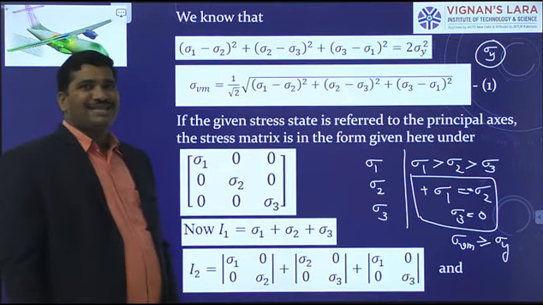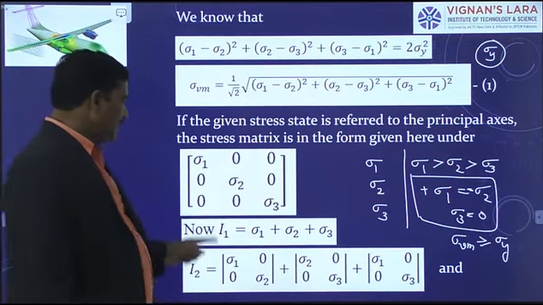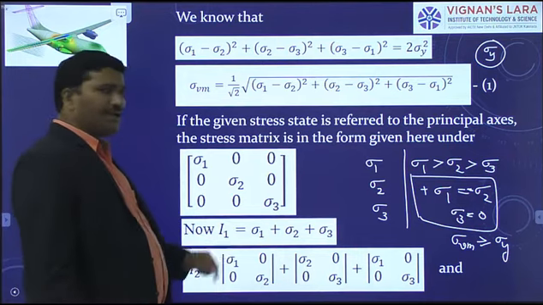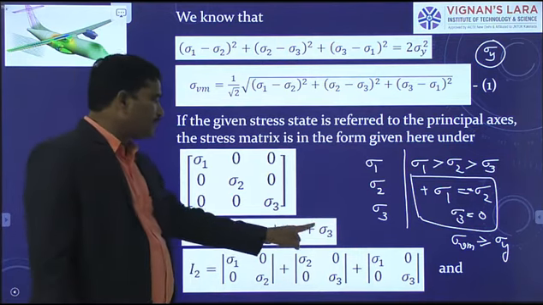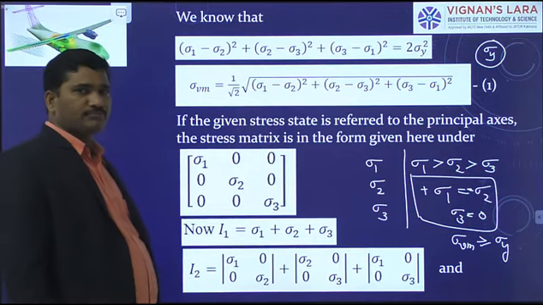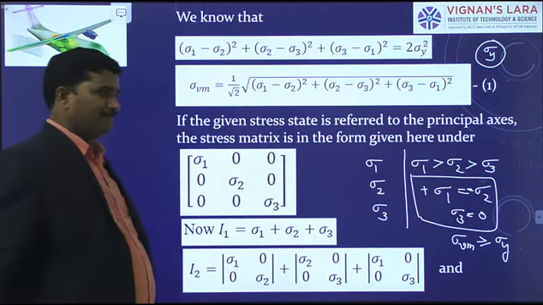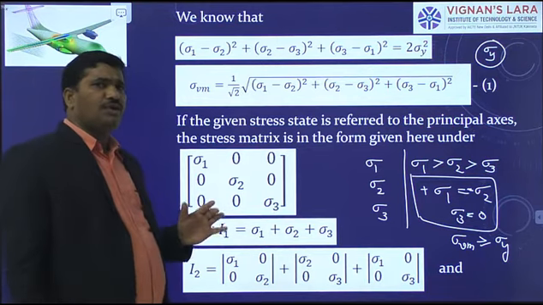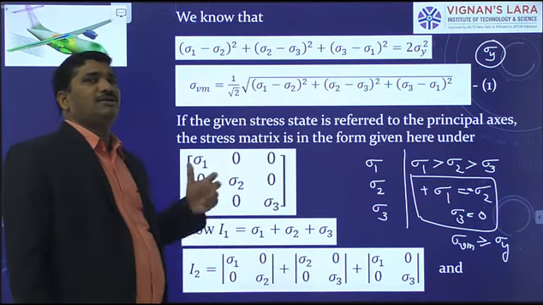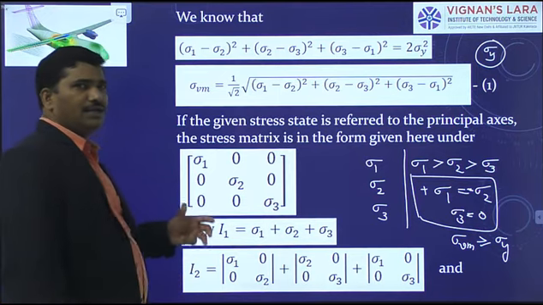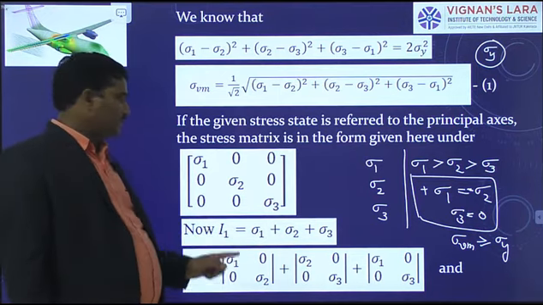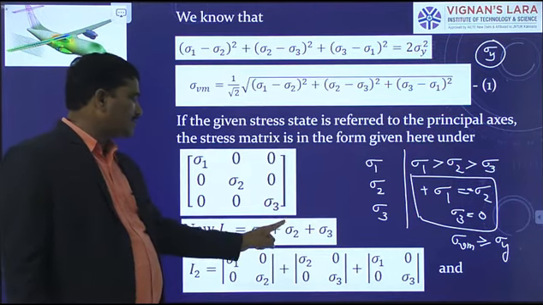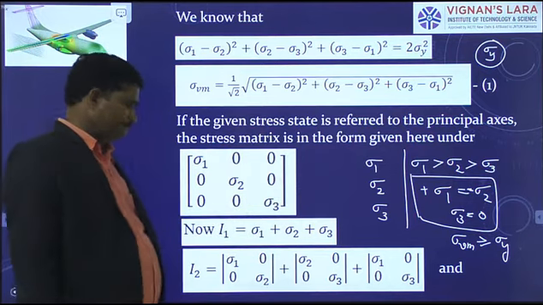Now I define the stress invariants. I say I1 is the first invariant. I define this I1 as sigma 1 plus sigma 2 plus sigma 3. This is how we define it. Why we define it, we would have to go back into details, then we understand everything. Here I hope it is not necessary. Define I1 as sigma 1 plus sigma 2 plus sigma 3.